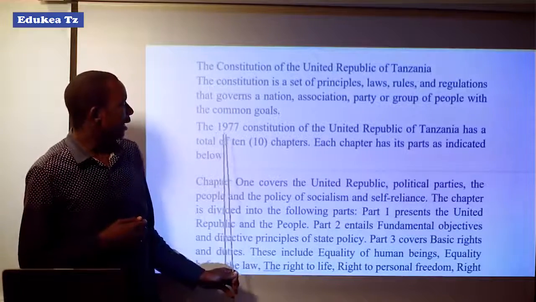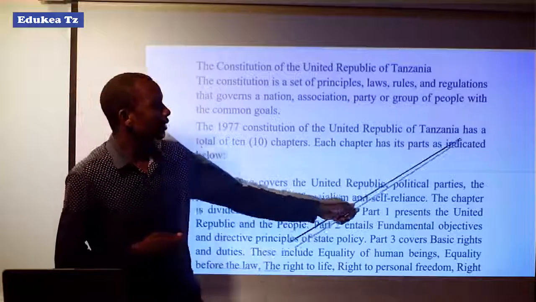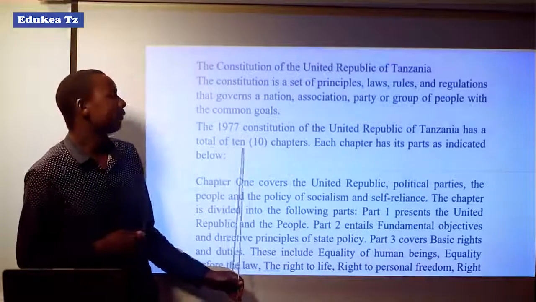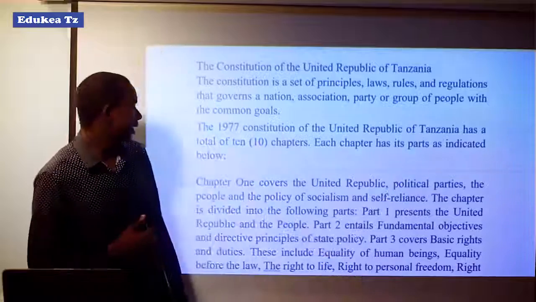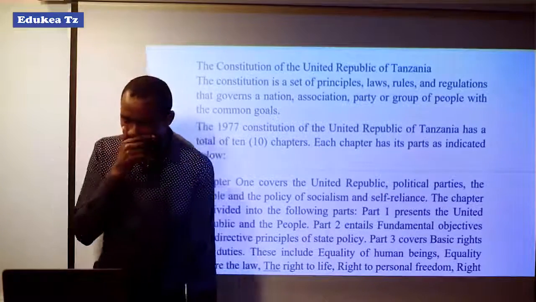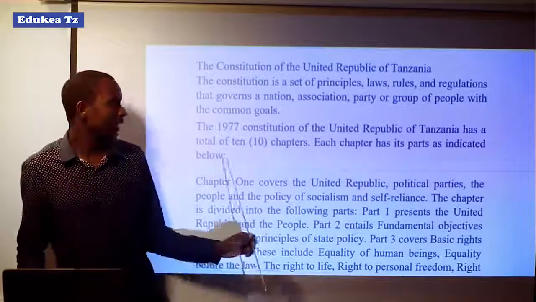So the 1977 Constitution of the United Republic of Tanzania has a total of 10 chapters. Each chapter has its parts indicated below. Here I will try to talk a little bit about the Constitution.